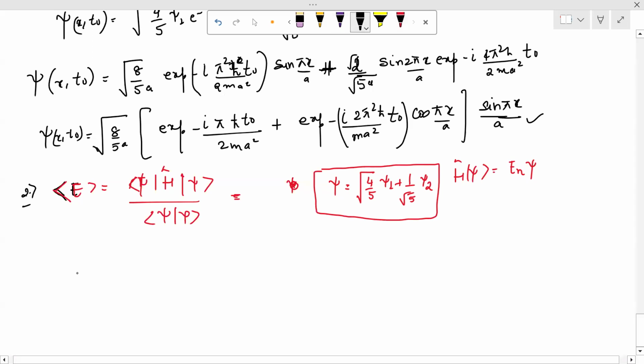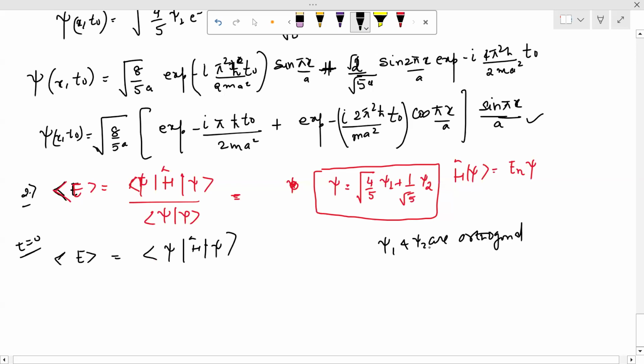So clearly, the average value of energy at time t equal to 0 will be equal to simply this h ket psi. And you know that psi 1 and psi 2 are orthogonal to each other. So what you will get is 4 upon 5, so just square it up. This will be 4 upon 5 E1 plus 1 over 5, sorry, E2, because psi 1 and psi 2 are orthonormal to each other.